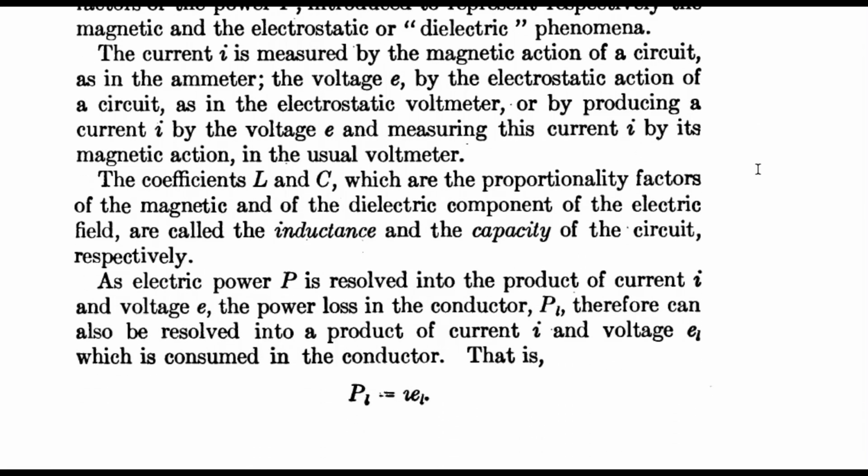The coefficients L and C, which are the proportional factors of the magnetic and of the dielectric component of the electric field, are called the inductance and the capacity of the circuit, respectively. As electric power P is resolved into the product of current I and voltage E, the power loss in the conductor, represented as P sub L, therefore can also be resolved into a product of current I and voltage E sub L, which is consumed in the conductor. That is, the power loss P sub L is equal to the product of I and E sub L.